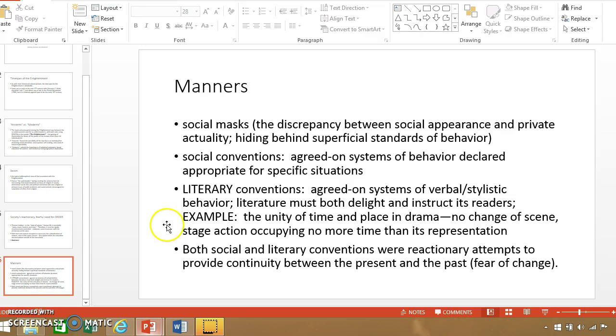Now, an example is that in a lot of the drama, that is the plays written during the time of the Enlightenment, and I think you will notice this in the first work we'll cover, Molière's Tartuffe, which is a play, there is the unity of time and place. The rule of drama of the unity of time and place, in which there is no change of scene, stage action occupies no more time than its representation. In other words, everything seems to occur in real time, with no leaps in distance or time. And both social and literary conventions were reactionary attempts to provide continuity between the present and the past, again because of fear of change.